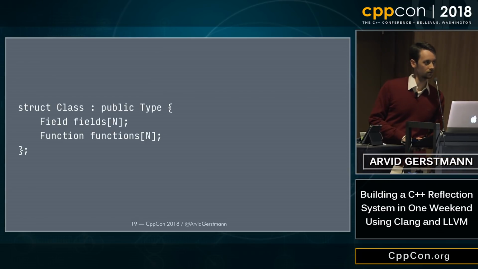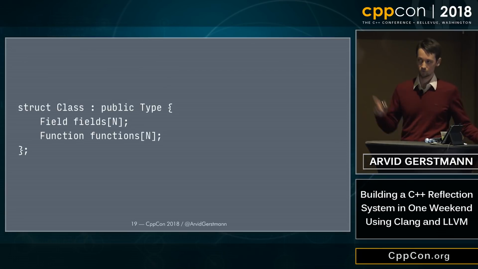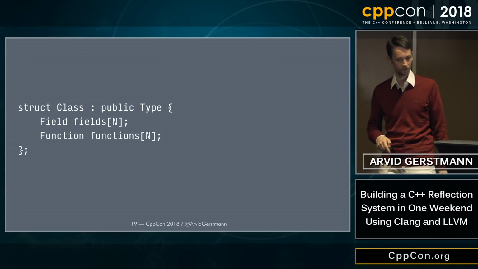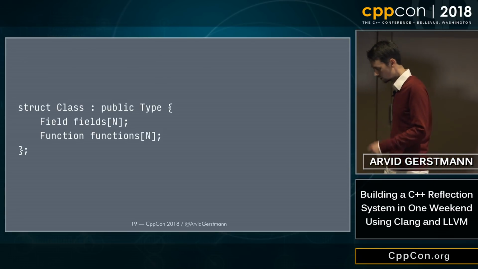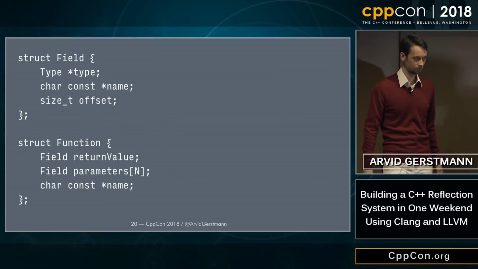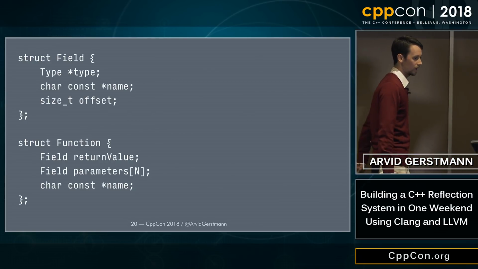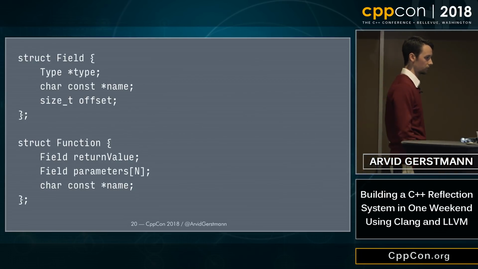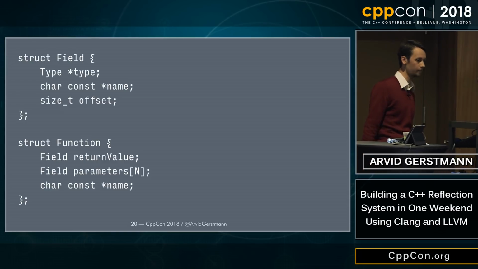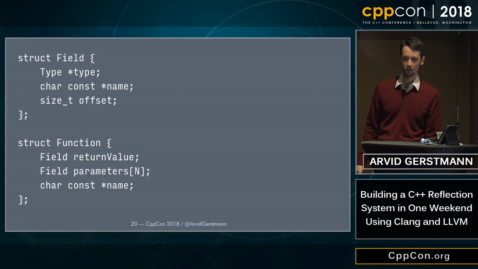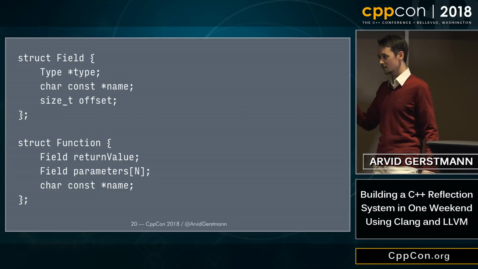Now we have two more classes we need to define. As you can see here, we have field and function. So let's define them real quick. We start with field, because it's more obvious. The field itself has a type, so we just put a type pointer in there, a name, and an offset. So you might ask, why offset?